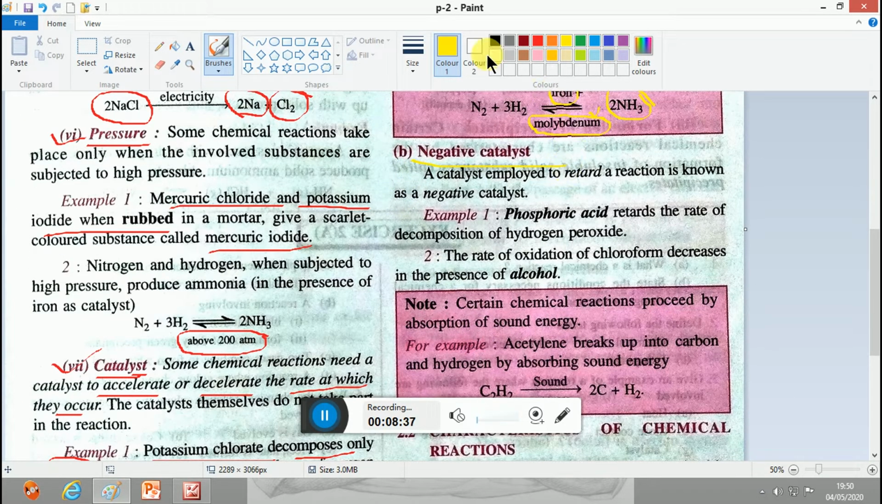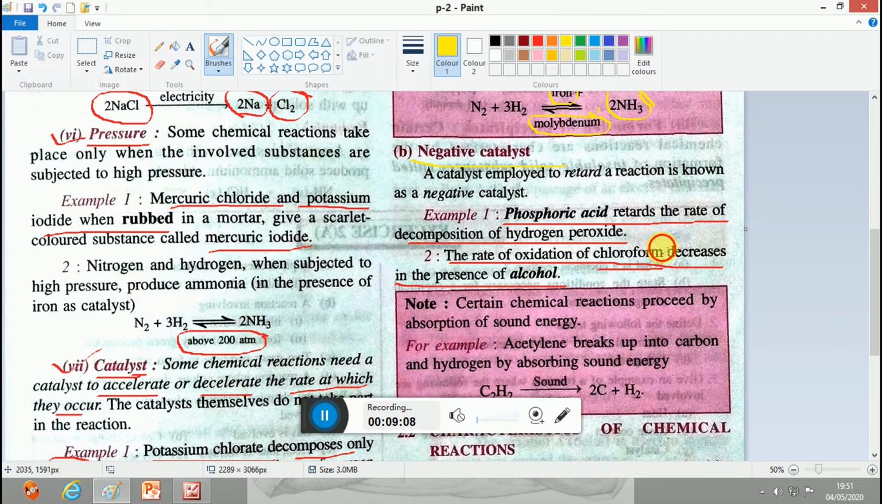Negative catalyst: they will decrease the rate of chemical reaction. Phosphoric acid reduces the rate of decomposition of hydrogen peroxide. Now, the most important example is chloroform. The rate of oxidation of chloroform decreases in presence of alcohol.